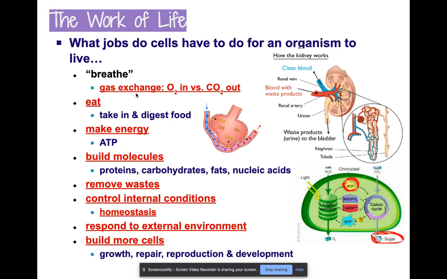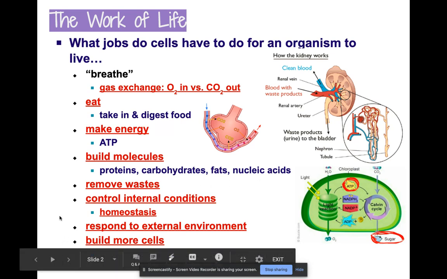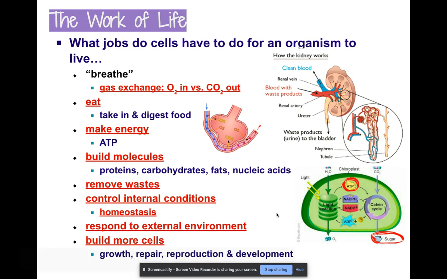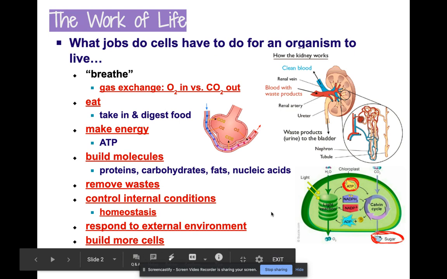Well, in order for you to live, you need to breathe. To breathe, you have to exchange oxygen in and carbon dioxide out. You have to eat. You have to take in food and digest the food. You have to make energy through the process of ATP. You have to build molecules such as protein, carbohydrates, fats, nucleic acids. You have to remove waste. You have to control the internal conditions through the process of homeostasis. You have to respond to the external environment. And you have to build more cells for growth, repair, reproduction, and for development.